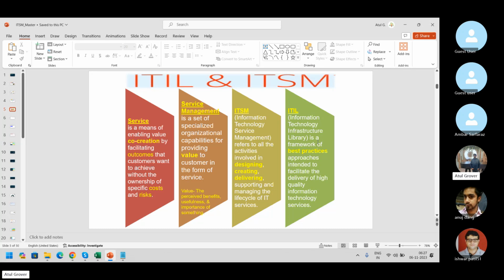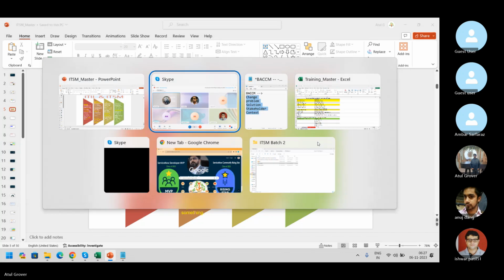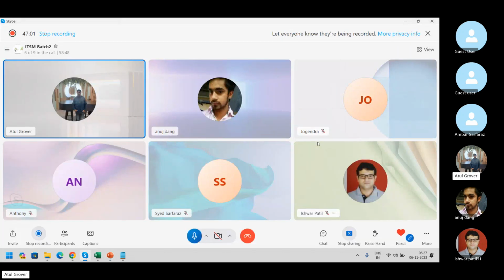And last is the ITIL, Information Technology Infrastructure Library. It is a set of best practices, a framework of best practices. Don't overtake from the right. It's always risky. It is a best practice. Don't jump the signal, you may get an accident. Don't drive at high speed on a slippery road. What are all these? These are not the rules. These are the best practices. Not the rules, but the best practices.